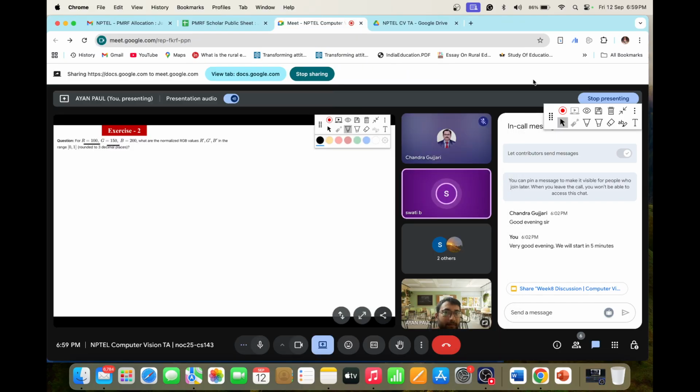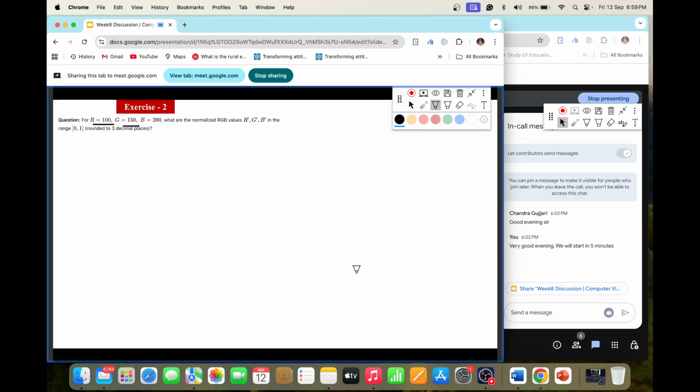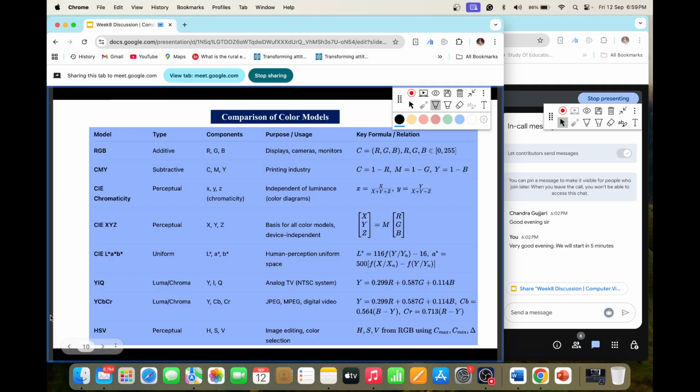Sir, I have a question on the previous one, where we have the comparison of all the models. See, this additive and subtractive is understood, but this perceptual or uniform, what is the difference between these two and the others?